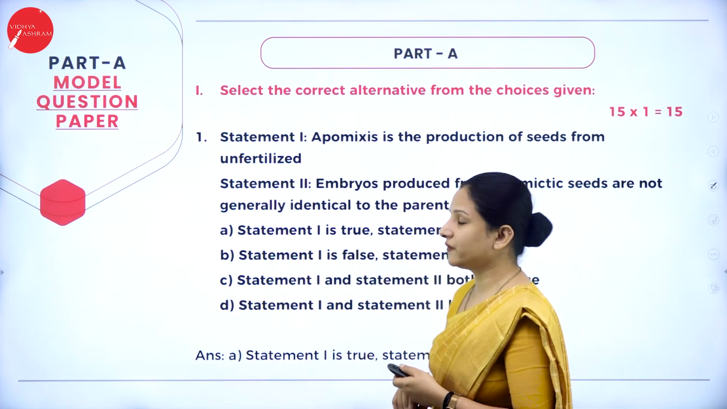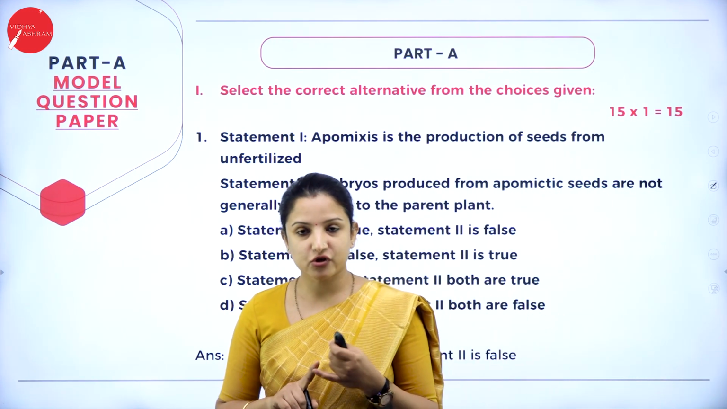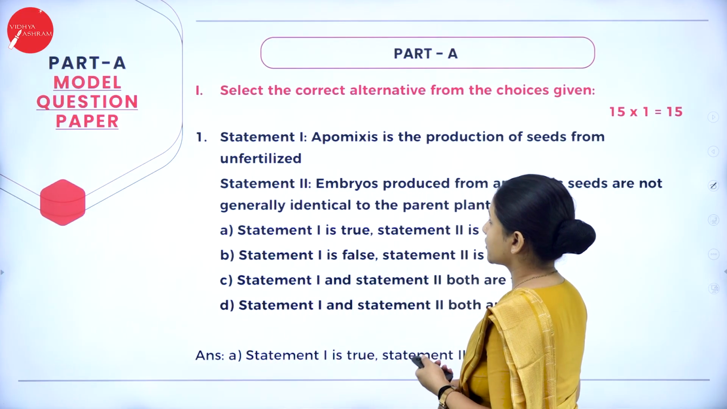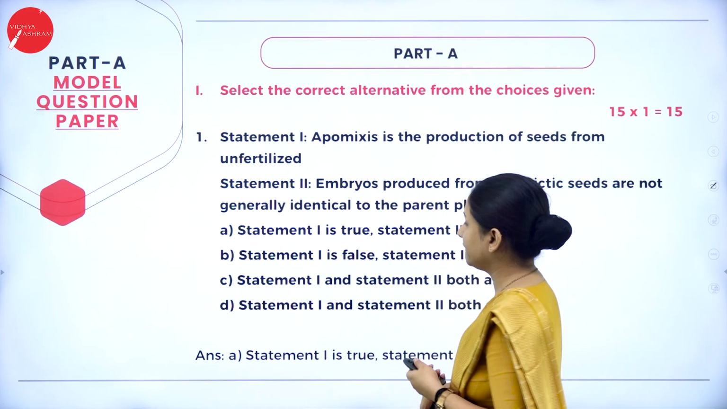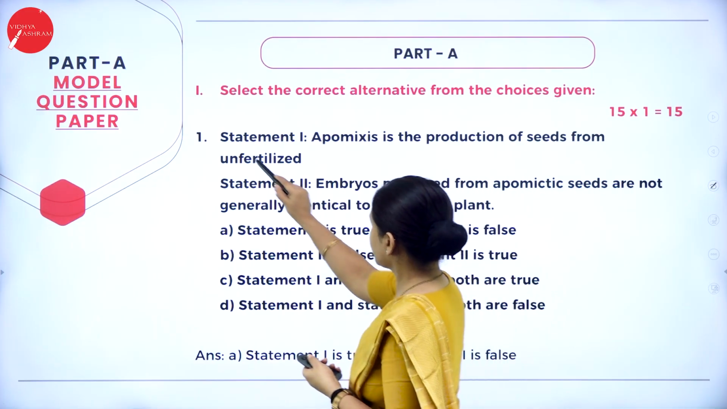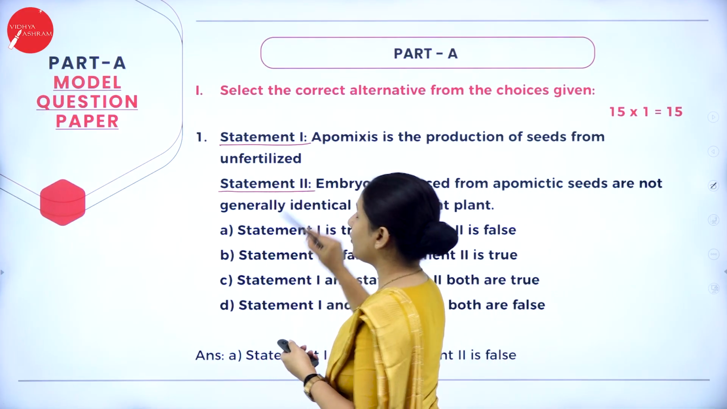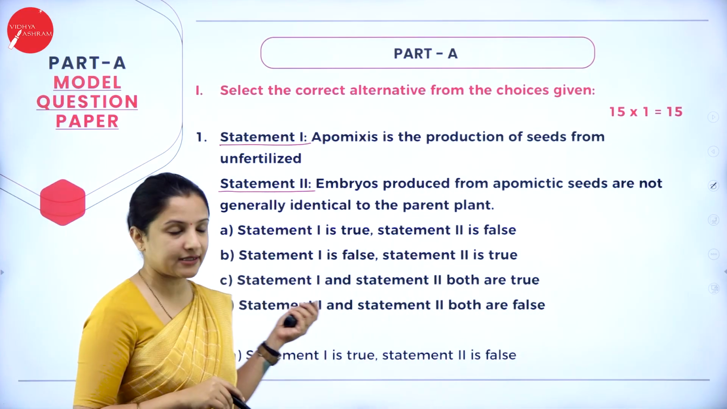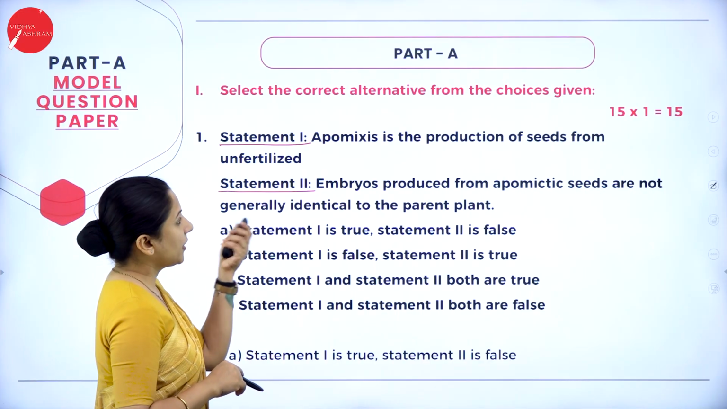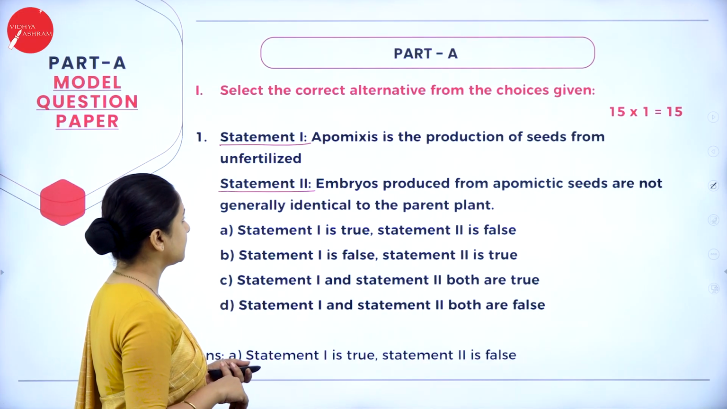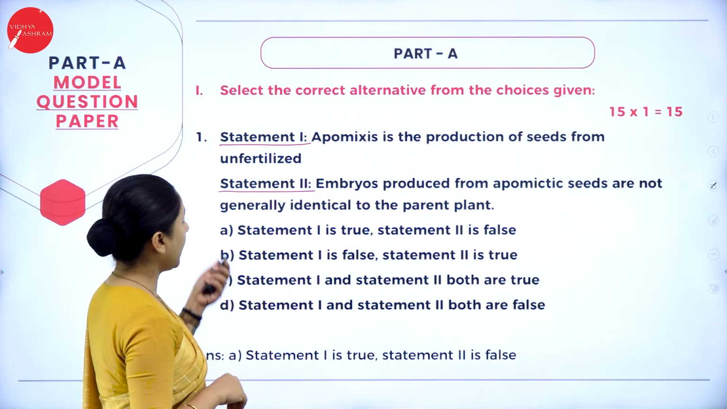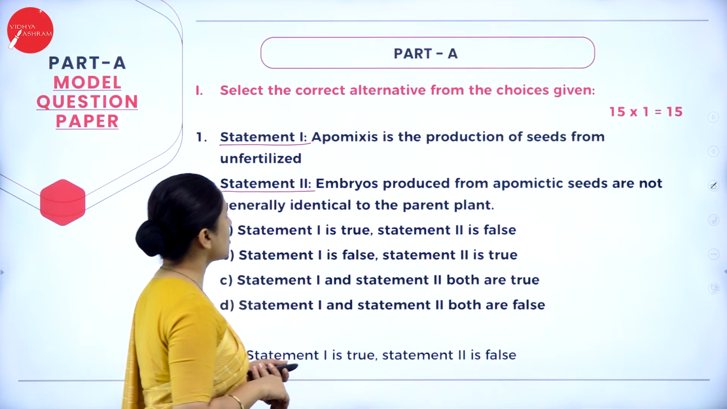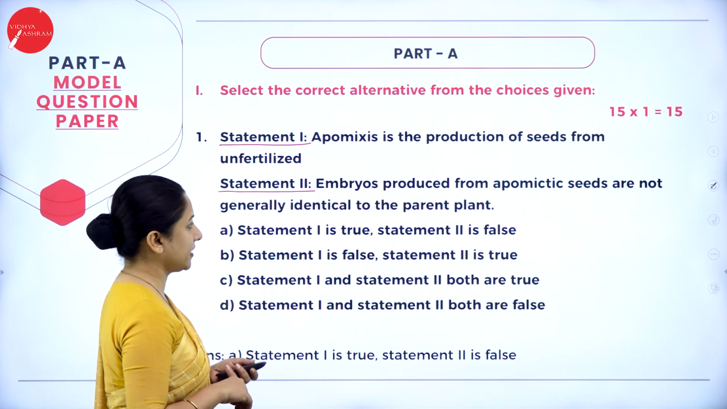So in this session, we will discuss the multiple choice questions, the fill in the blanks. So talking about the first question, it is a statement that is given. So statement 1 and statement 2, like how assertions and reasoning questions will be there, just like that, here we have statements. So statement 1, apomixis is the production of seeds from unfertilized embryo. Next, embryos produced from apomictic seeds are not generally identical to the parent plant.